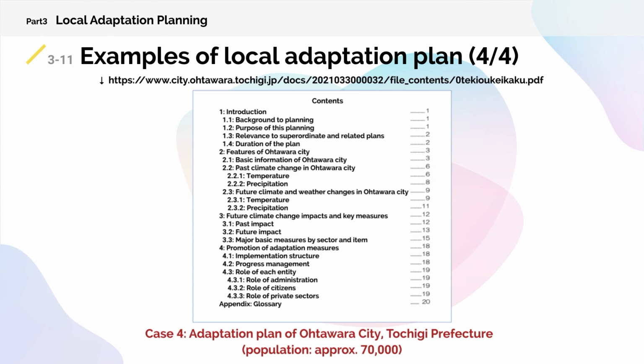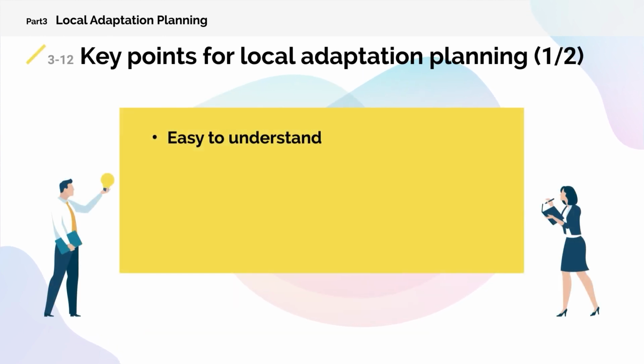Even in a small city with limited budget and workforce, the plan is unique in that it clearly states that all departments will collaborate to promote adaptation measures, working with local research institutes, the prefecture and the national government. Here are 6 points to consider when drafting a local adaptation plan.